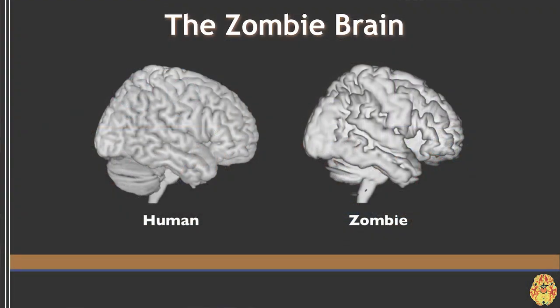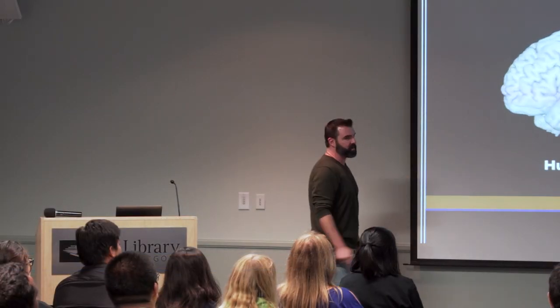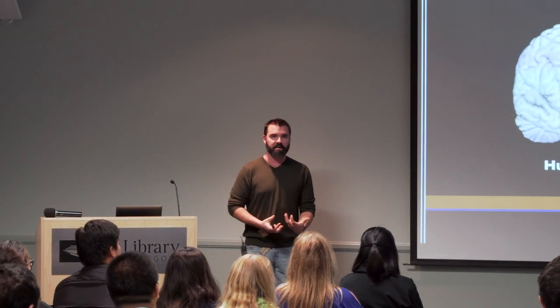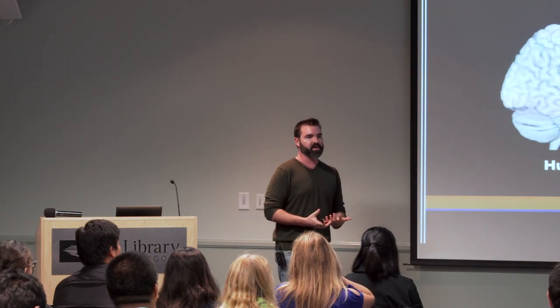So to orient you, this is the back and this is the front. This little cauliflower-shaped thing back here is called the cerebellum. It literally means little brain. And that contains about half of all the neurons in your brain.